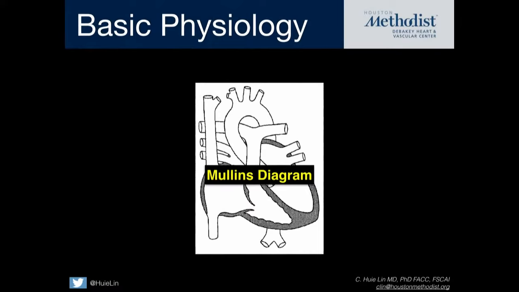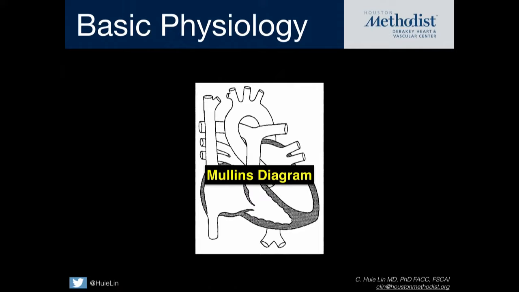To begin with, we're going to talk about some basic physiology in the context of how we diagram these patients, in preparation for how we're going to talk about these lesions. Commonly, you'll see this: it's called a Mullins diagram, and this is our communication tool. It's what we use to communicate what the lesion looks like, what the hemodynamics look like, and what the oximetry looks like, to give us a better sense of what the repair has done to the patient and what the complications of that are.